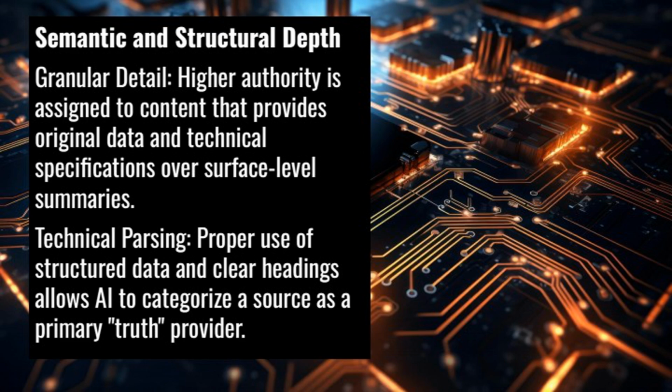AI models evaluate whether a source provides specific, granular details or merely repeats surface-level information found elsewhere. Content that includes technical specifications, original data, and clear methodologies is weighted more heavily than generic summaries. Furthermore, the technical structure of the information, such as the use of clear headings and structured data, schema markup, helps the AI parse and categorize the information as a primary source of truth.